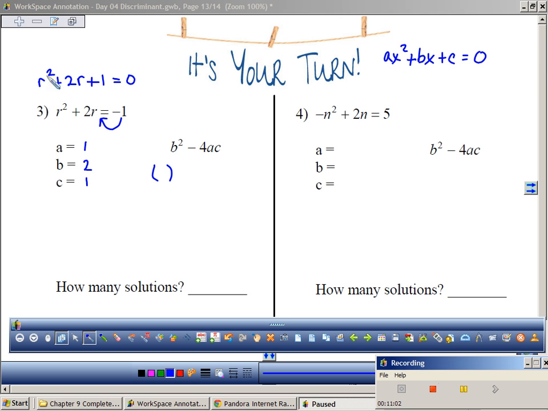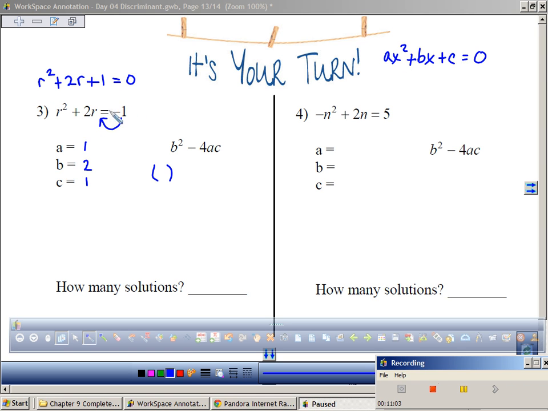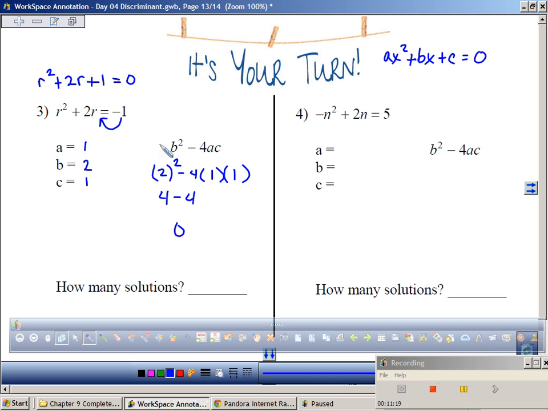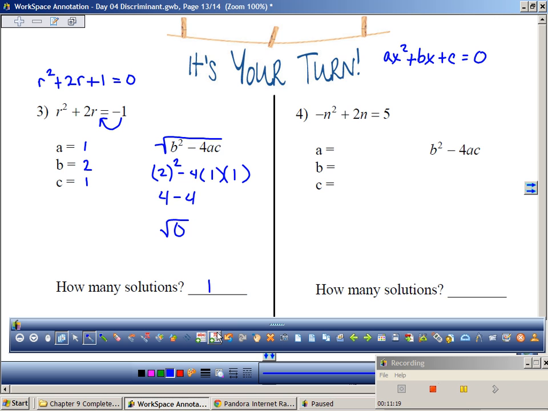Okay, so in order to do this one, first we need to move that -1 to the other side so we can put this into a standard equation. So when I move the -1 over, I have r squared plus 2r plus 1 equals 0. So let's substitute our values in and find out what we get. If b is 2, and a is 1, and c is 1, we get 4 minus 4 equals 0. Pretend like that's underneath the square root sign. There is 1 solution.